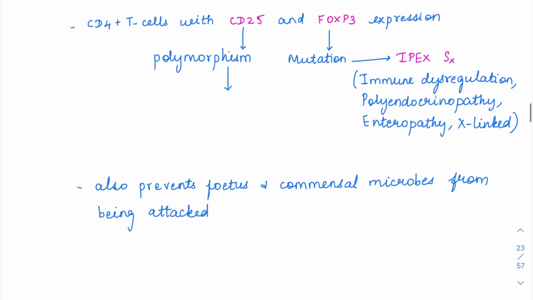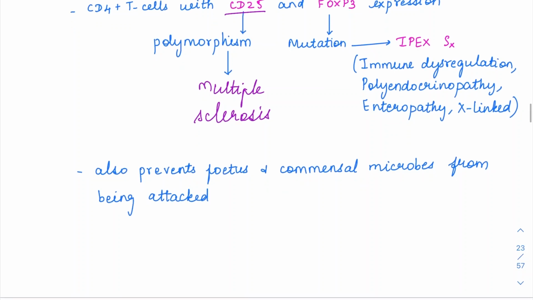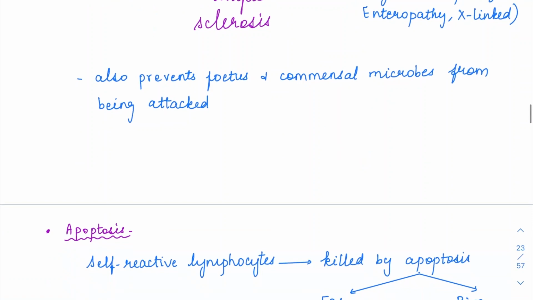Whenever there is a polymorphism of this CD25, it is going to result in certain autoimmune diseases like multiple sclerosis. So in multiple sclerosis, we have the CD25 polymorphism. And mutation of FOXP3 is going to result in a syndrome called IPEX syndrome. IPEX is the short form. It stands for immune dysregulation, polyendocrinopathy, enteropathy, X-linked disorder. So it is an X-linked disorder in which you have immune dysregulation, polyendocrinopathy and enteropathy. FOXP3 mutation results in IPEX disorder.